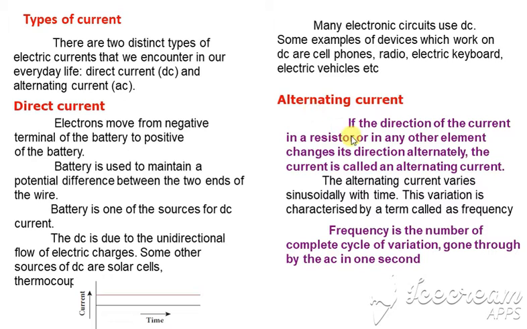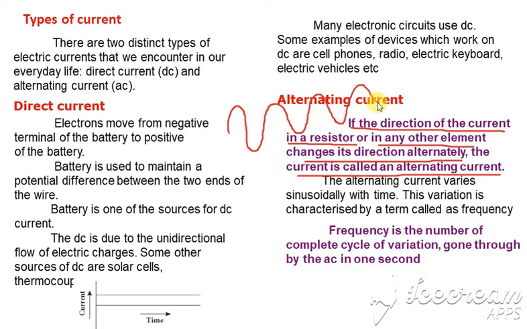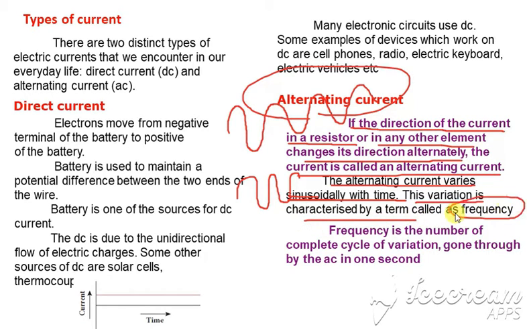Alternating current is the one which is changing. If the direction of the current in a resistor or in any other element changes its direction alternately, then that current is called alternating current. Alternating current varies sinusoidally with time, so we draw the wave like this. This variation is characterized by a term called frequency.